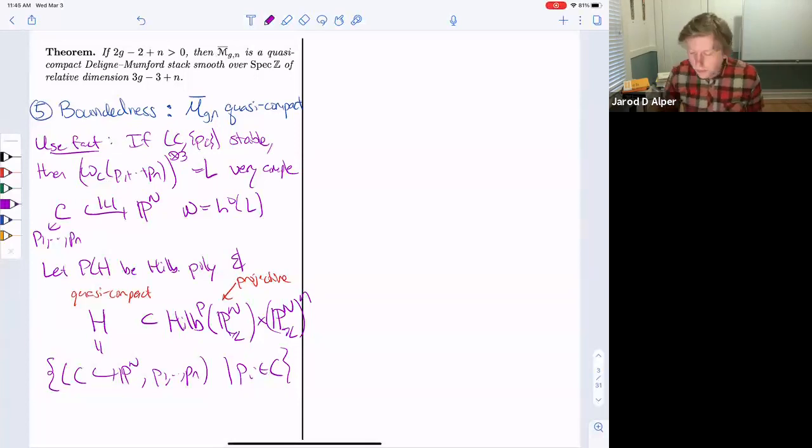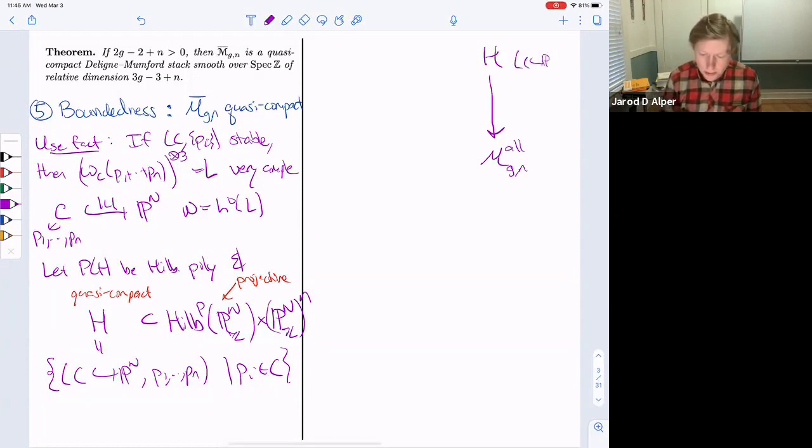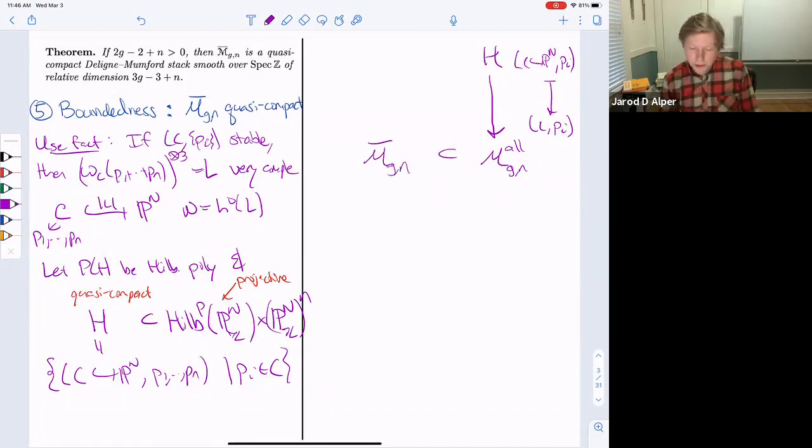And then there's a forgetful morphism: if you just forget the embedding, you can map H to the stack of all curves, just by sending C embedded in P^N and these points p_i to just the C and the points p_i. And inside here is our stack of interest, M_{g,n} bar. This morphism we've constructed, let's call it F.